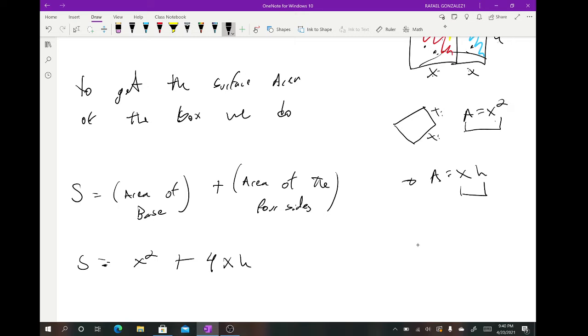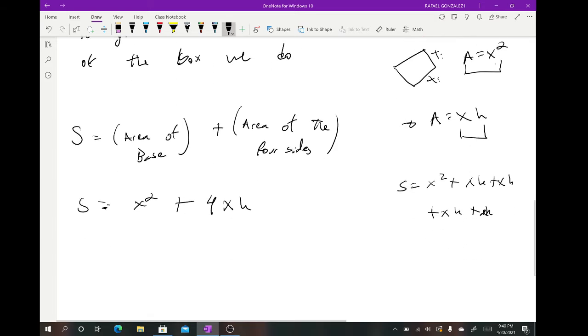If you don't see it, what I did was I just combined this. The formula is actually S equals x squared plus xh plus xh plus xh plus xh, 4 times, so it's the same thing as 4 times xh. Okay, so now we have a formula representing surface area.